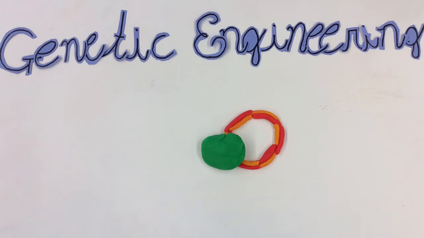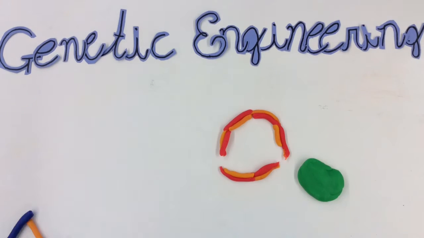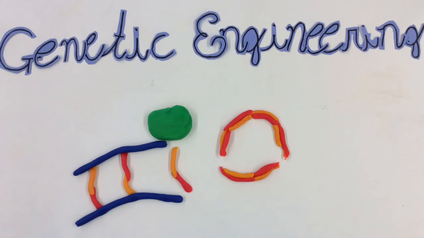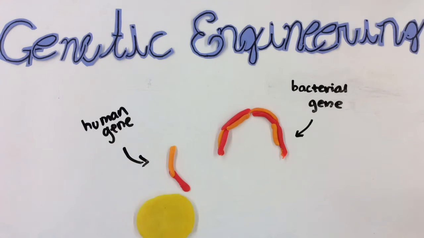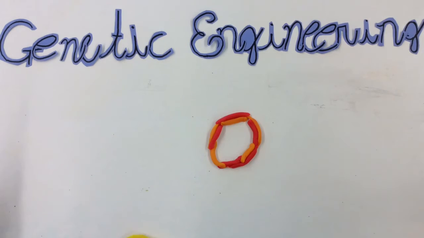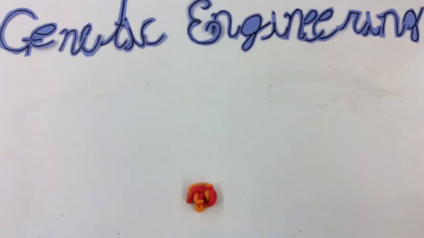A bacterial plasmid, or small circular strand of DNA, is taken from a bacterial cell by ethanol precipitation. The restriction enzyme then cleaves the plasmid at corresponding bases. An enzyme called DNA ligase facilitates the joining of DNA strands together by catalyzing the formation of phosphodiester bonds. It bonds the human gene and the bacterial plasmid together, forming what is called recombinant DNA.